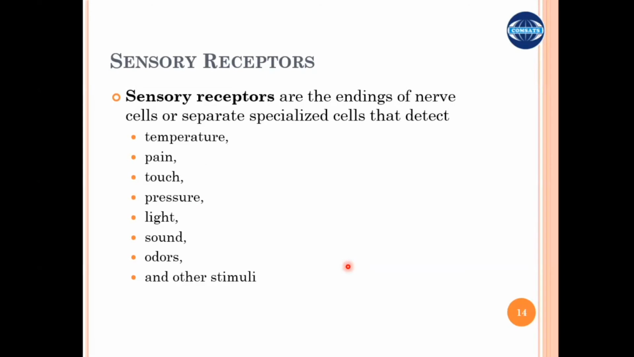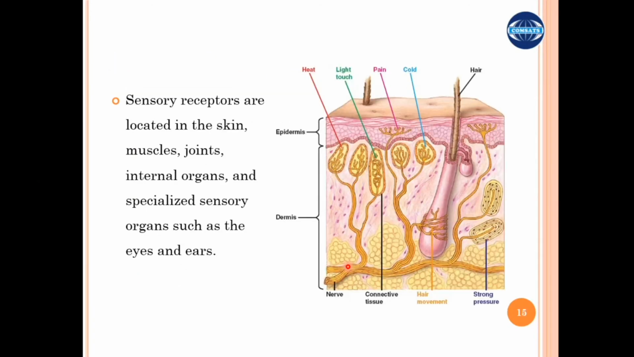These sensory receptors are mostly located in the skin, which has to deal with the external stimuli. So here you see there are different receptors for heat or temperature, light, touch, pain, cold, hair, deep touch, strong pressures, hair movement, right? So there are all different types of receptors present in the animal's skin, and they are present in the dermis.